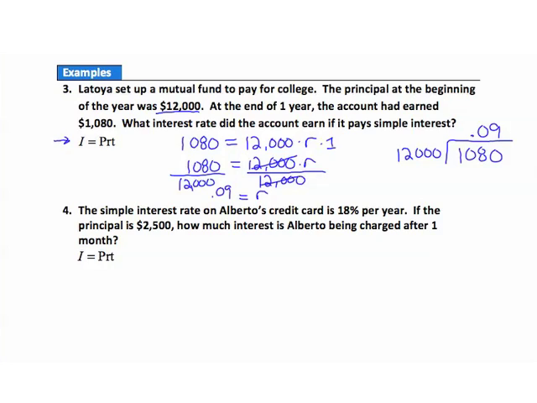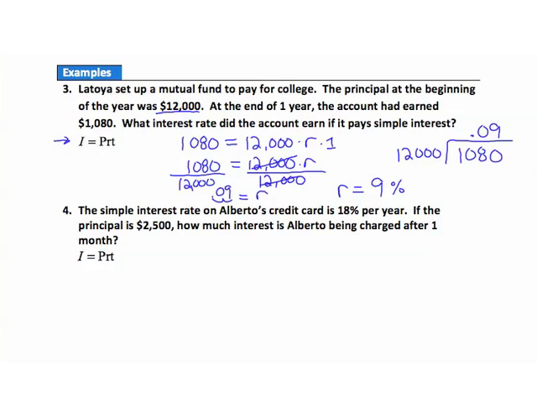Now, that is a decimal number. We need to take that decimal number now and convert it to a percent. To convert from decimal to percent, we're going to move it 2 to the right. So the decimal starts right there. We would move it 2 places to the right. So our interest rate that we're going to earn here on this account is 9% in simple interest.